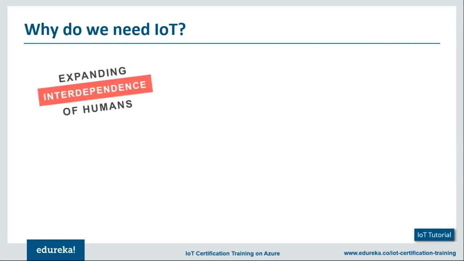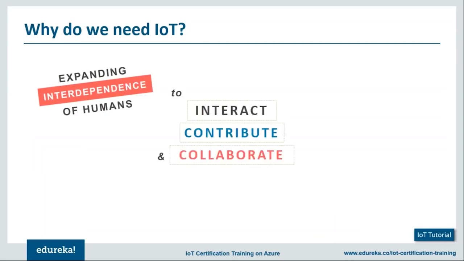Now, Internet of Things basically is expanding the interdependence of humans to interact, contribute, and collaborate with things around us. Now, what do I mean by interdependence of humans? How we depend on each other. Like how I'm explaining this concept to you. If you're not clear, you would reach back to me, you would request me for help. Okay, this becomes an interdependence between us. When I'm giving you knowledge, when you're not clear, you're coming back to me and you're helping. Similarly, tomorrow, if there's something that you can do for me, I would reach out to you. So we all are interdependent on each other for something or the other.